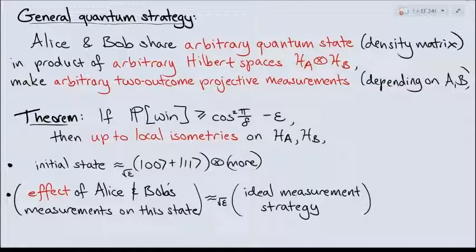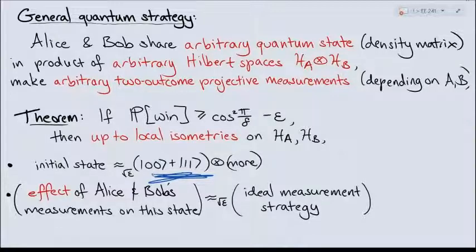And then the theorem we show is that if they win this game with probability at least roughly cosine squared pi over 8, so cosine squared pi over 8 minus epsilon, then up to a local basis change, up to local isometries, a separate isometry in each half, the initial state is root epsilon close to the ideal state, the EPR pair, possibly in tensor product with some other junk. And furthermore, their measurements are root epsilon close to the ideal measurements.